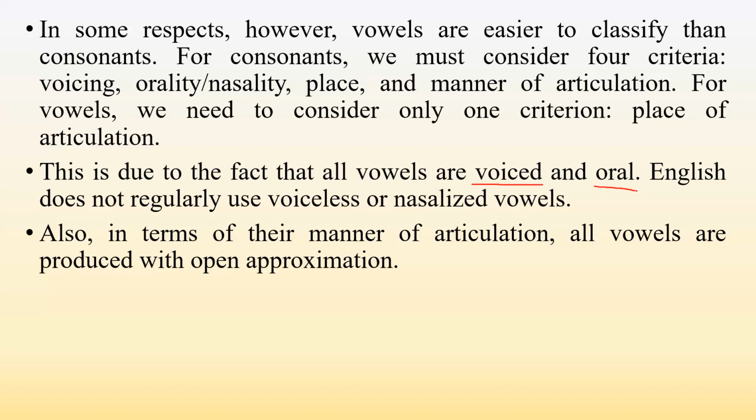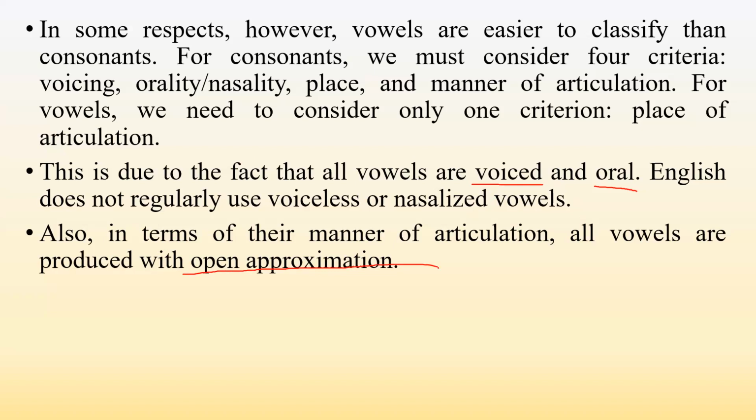Unlike now, if you just think about the consonants, you have to remember what are the voiced consonants and what are the voiceless consonants, and what are nasal consonants and what are oral consonants. Likewise, there are different types of consonants according to these criteria. But vowels, all are voiced and all are oral. Also, in terms of their manner of articulation, all vowels are produced with open approximation. So by now you understand this.